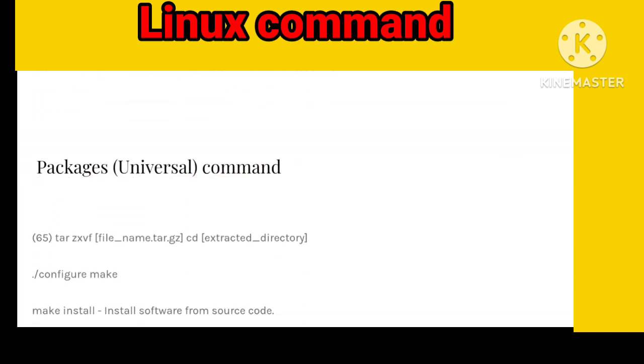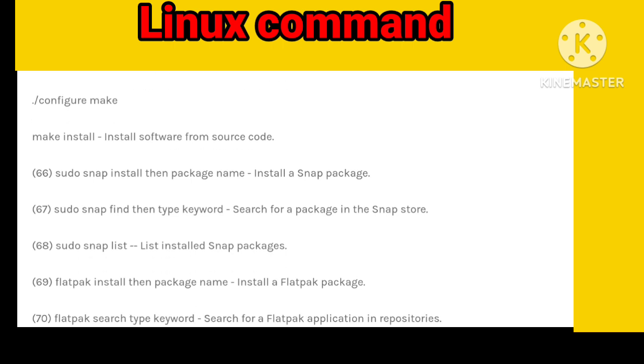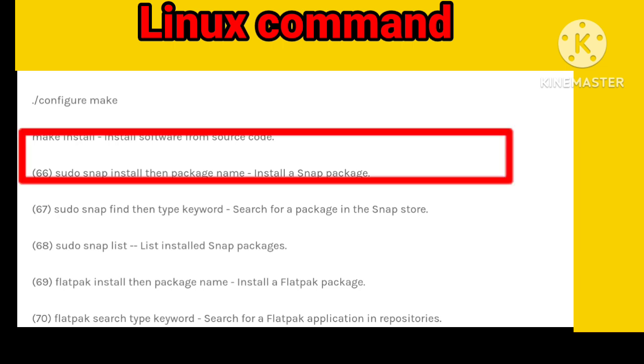tar zxvf file name tar or .gz. Next, change directory, extracted directory, enter. ./configure, make, enter, make install. This command is used for installing software from source code.